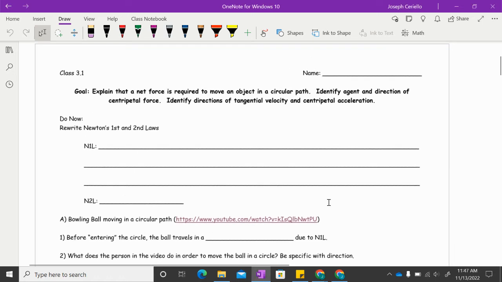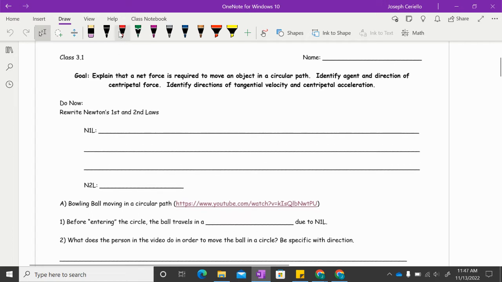All right, looking at class 3.1, we're going to introduce circular motion. So this unit is all about objects that move in circles, not objects that are spinning necessarily, but objects that move in circular paths. So the first thing we need to look at are Newton's first and second laws.